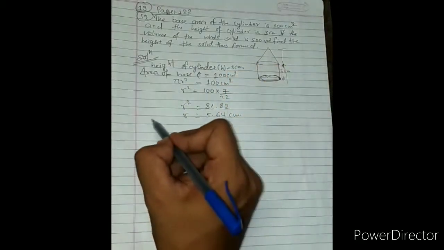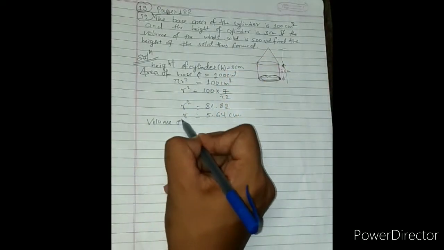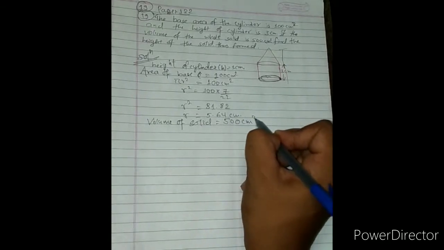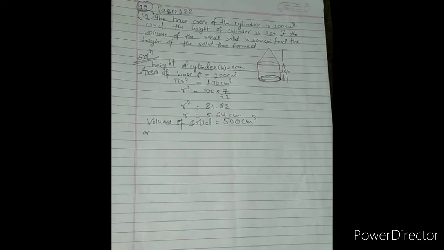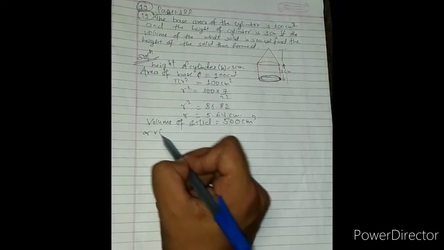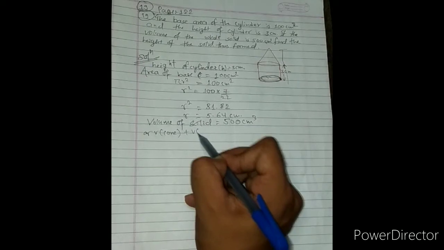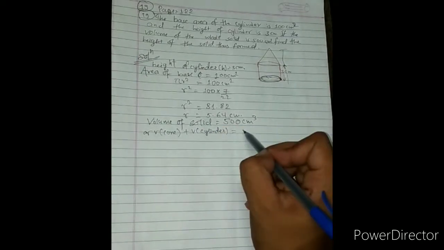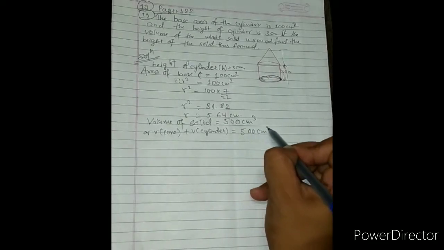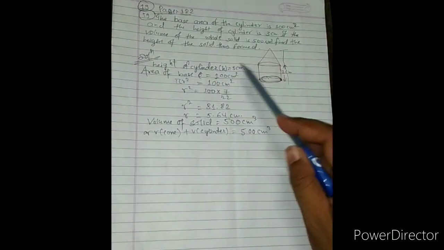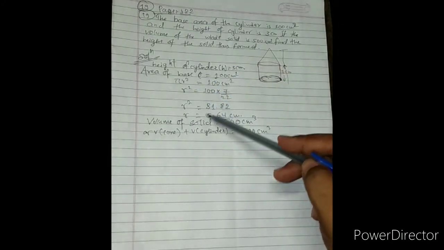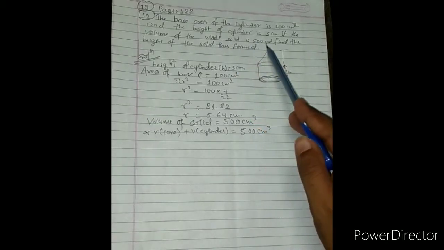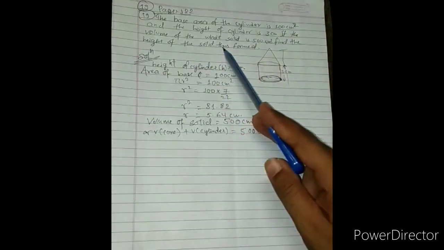Now total volume is given. Volume of whole solid is given, 500 centimeter cube. What is the formula of volume of this solid? Volume of cone plus volume of cylinder. Two figures are there, the sum of these two is 500 centimeter cube. Height is given, area of base is given. From here you can get radius. After getting radius, total volume is given 500. Now from here you have to find the height of the solid.